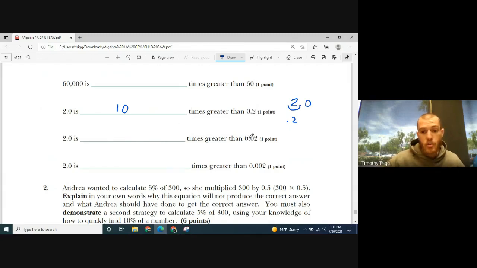2 is 100 times greater than 0.02, because notice if I take 2.0 and I move the decimal, I'd have to move it twice to get 0.02, right? Which is what this is. So since I moved the decimal twice, that's times 100. And of course, you could always check. If I do 0.02 times 100, you should get 2 as your answer. See if you could do this last one on your own. Okay.